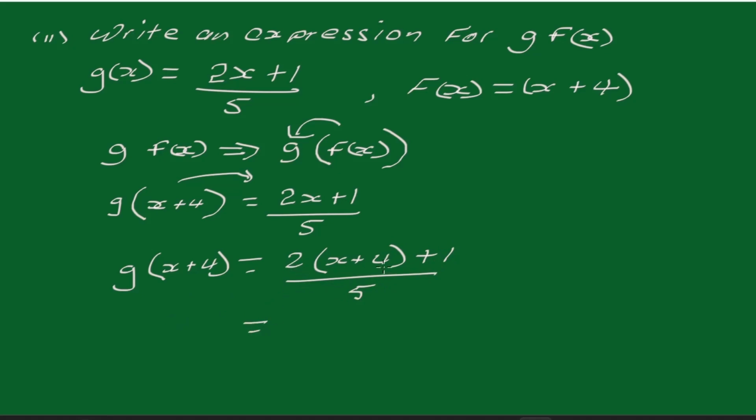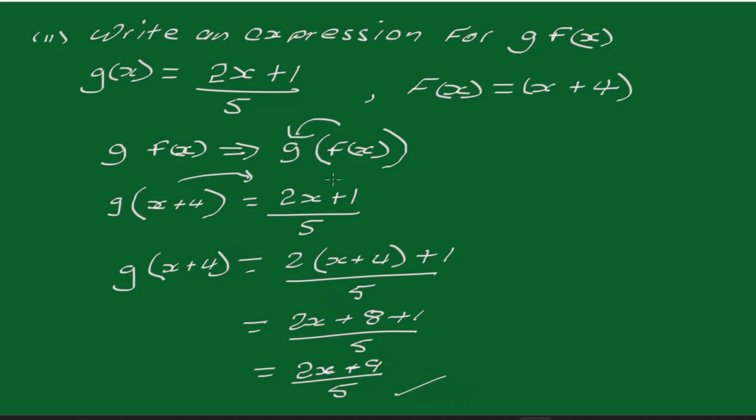When we work out this bracket here, when we expand the bracket, this becomes 2x plus 4 twos are 8, plus 1, all over 5. And our eventual answer is 2x plus 9 all over 5. So this answers the question.